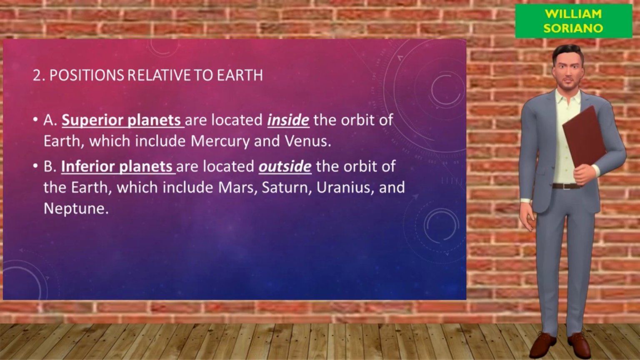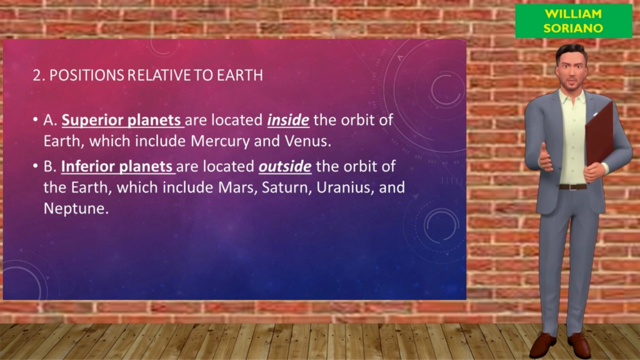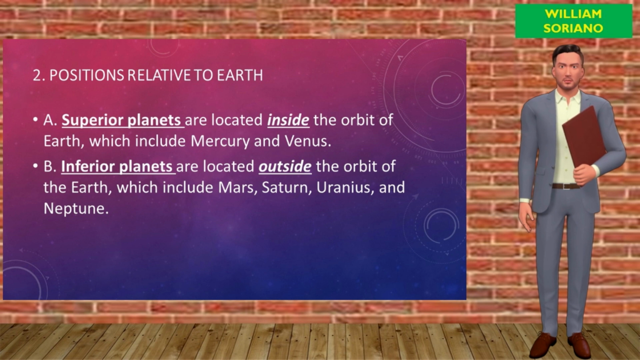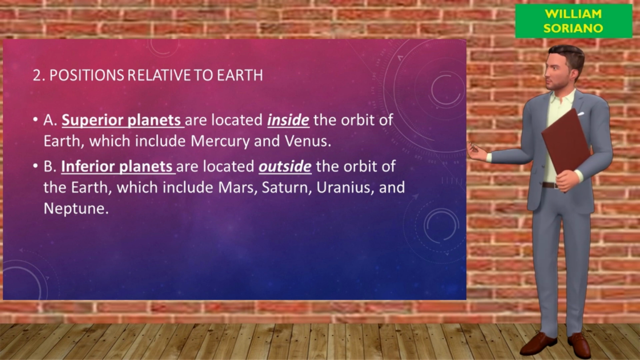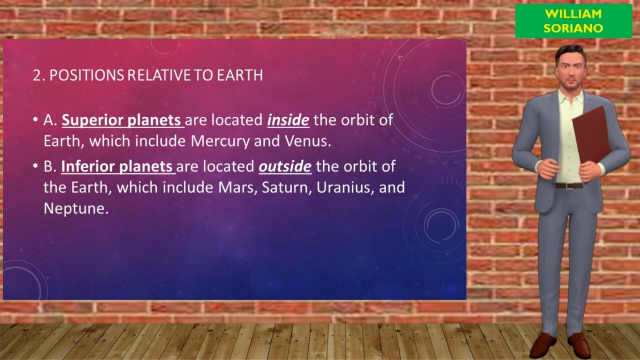Next, other classifications of planets are the position relative to Earth. This includes superior planets and inferior planets. Superior planets are located inside the orbit of Earth, which include Mercury and Venus, while inferior planets are located outside the orbit of the Earth, which include Mars, Saturn, Uranus, and Neptune.